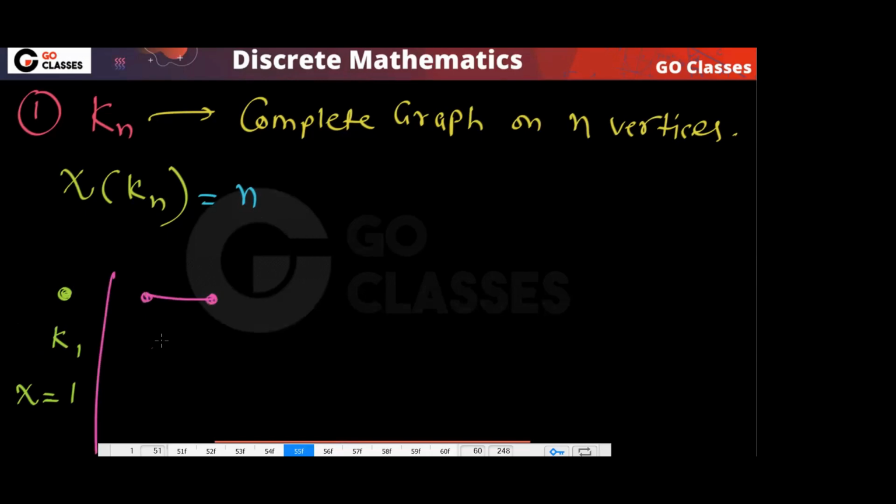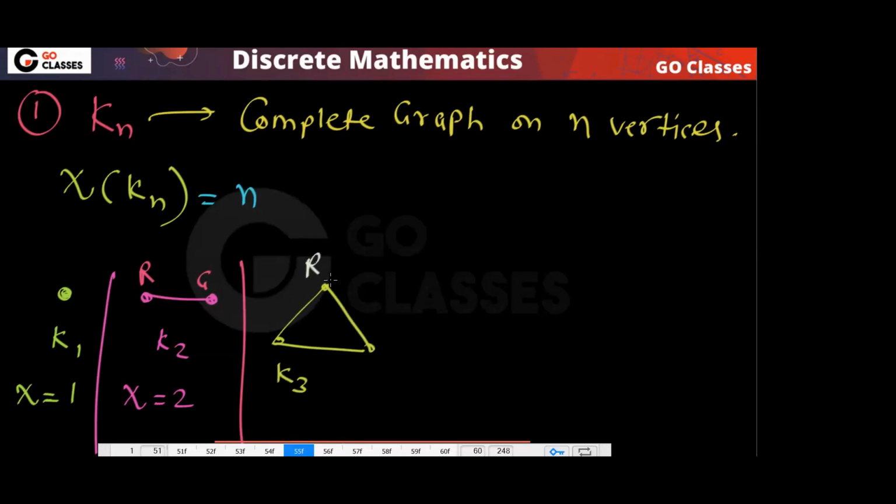Next, this graph is K2, and here the chromatic number will be what? That will be 2, because you cannot reuse. If I give red color here, I cannot give red color here. So you cannot reuse the colors. Next, this is your K3. You cannot reuse a color.